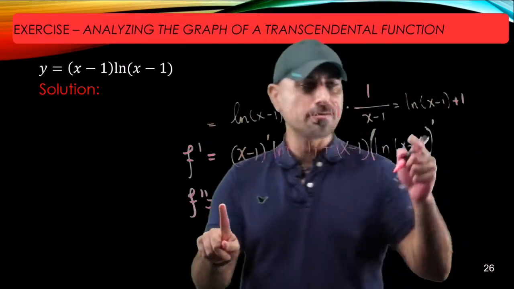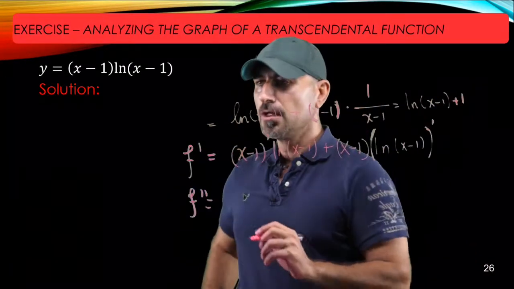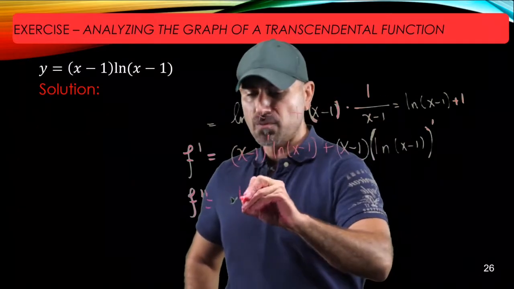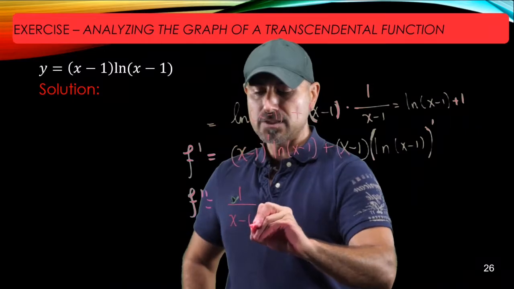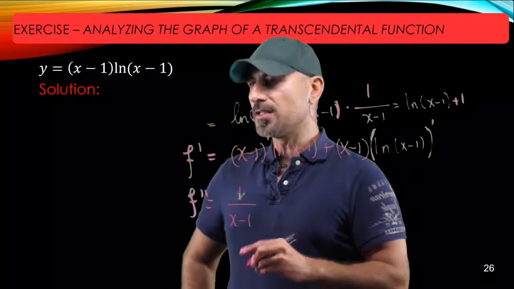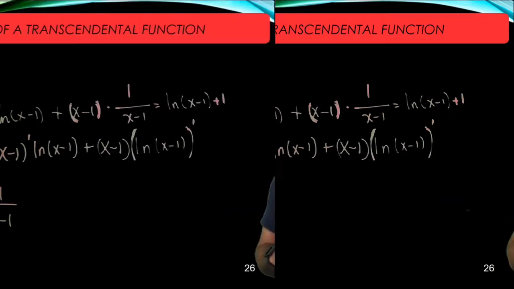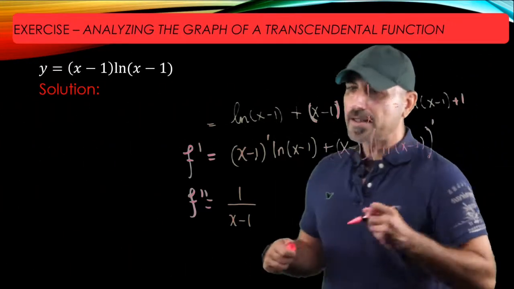And the second derivative is going to be the derivative of this function. Well, we just found the derivative of ln(x minus 1) to be 1 over x minus 1. And the derivative of 1 is just 0, so f double prime is just 1 over x minus 1. All right, let's go ahead and find the critical points.